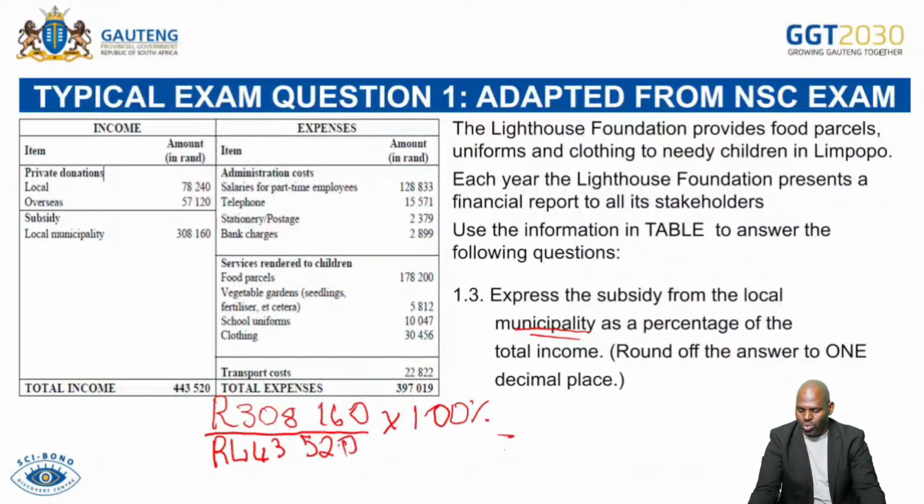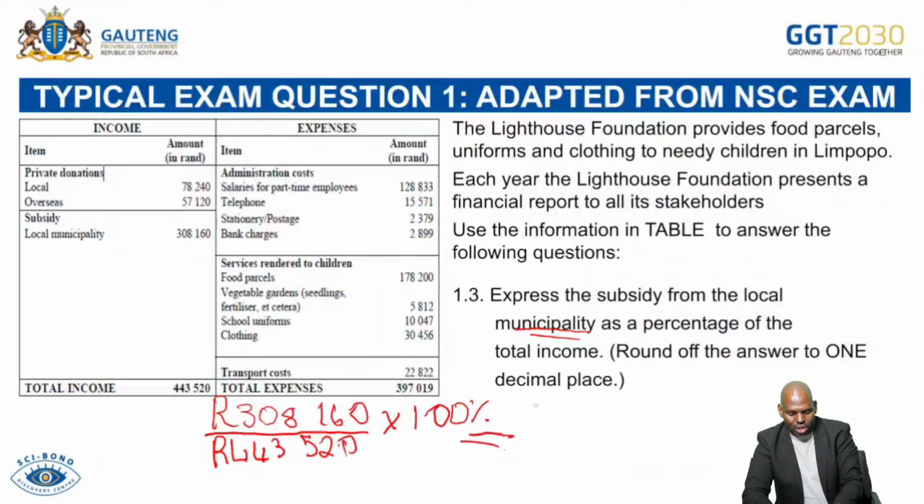So if I take my calculator, I say 308,160 divided by 443,520. Okay, and then I take that value, I multiply it by 100. I'm getting 69,48. So please check your answer as well. It must be 69,4805 and so on and so on.